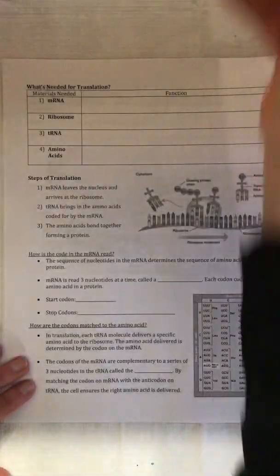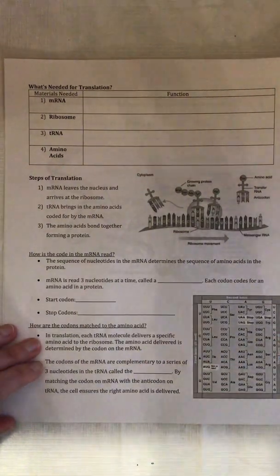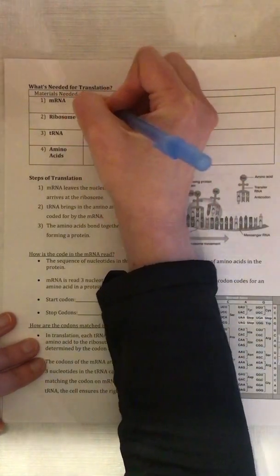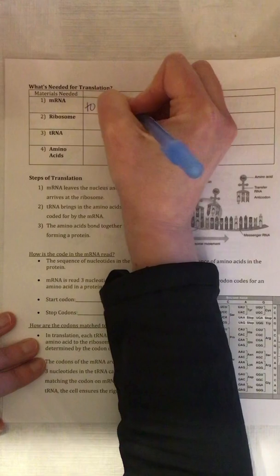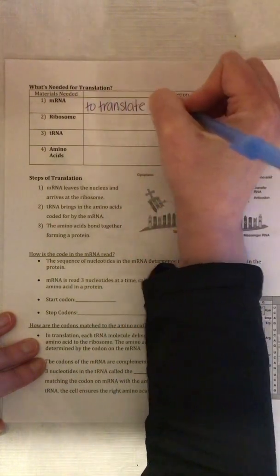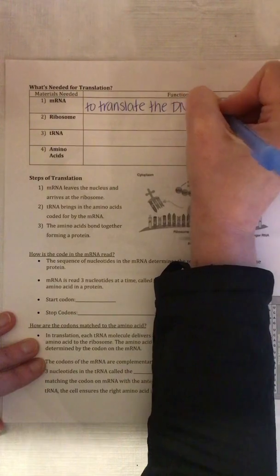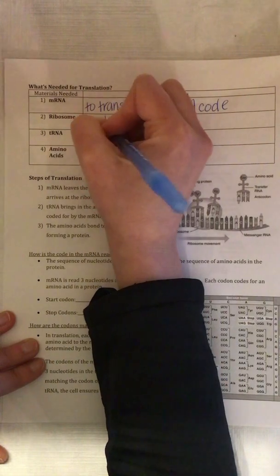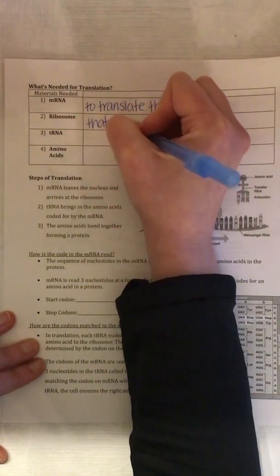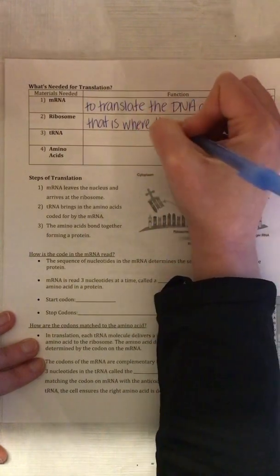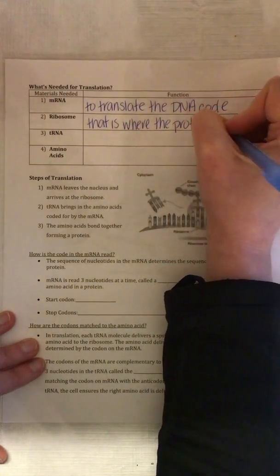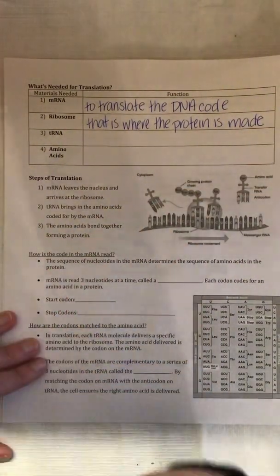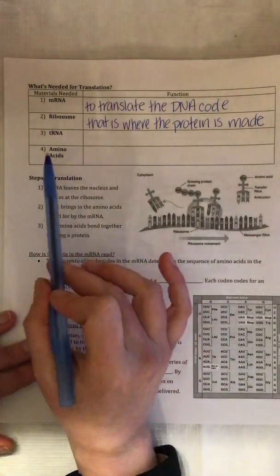So what is needed for translation? We need a few things. We need mRNA to translate the DNA code. We need the ribosome. That is where the protein is made. We couldn't do anything without the ribosome. So if a ribosome ever gets disrupted in a cell, it's going to have a really hard time making proteins.